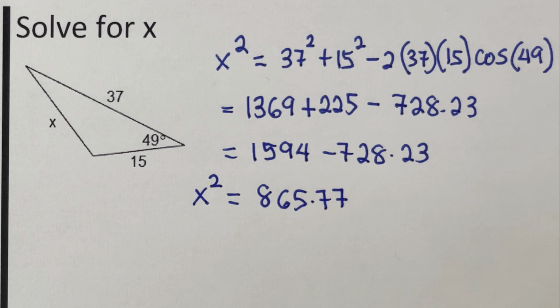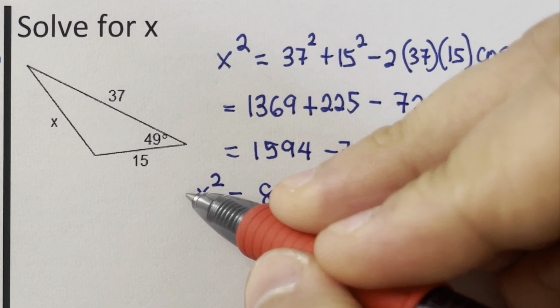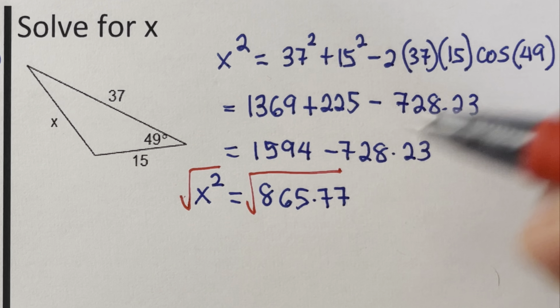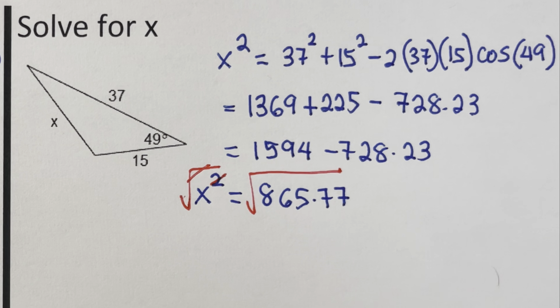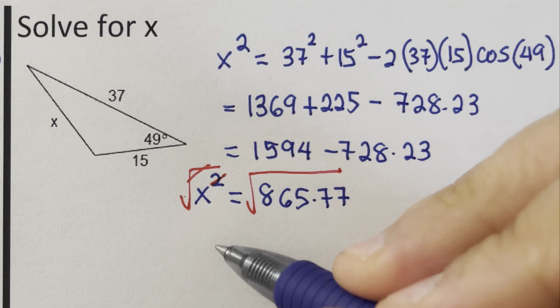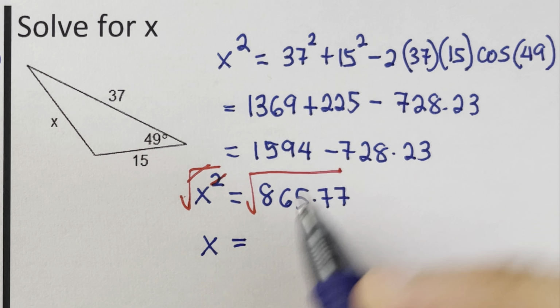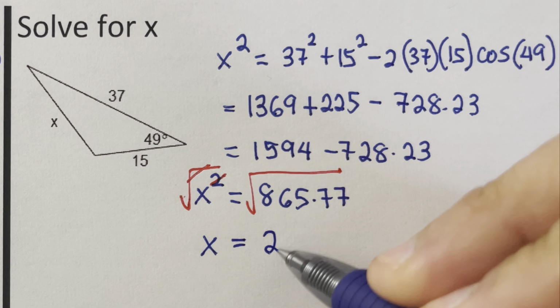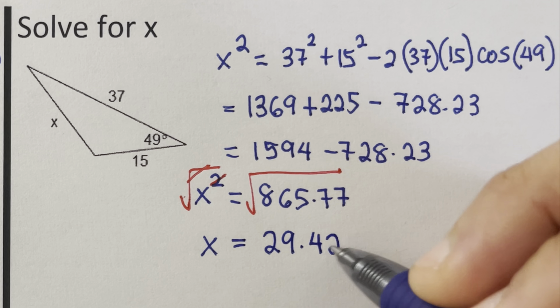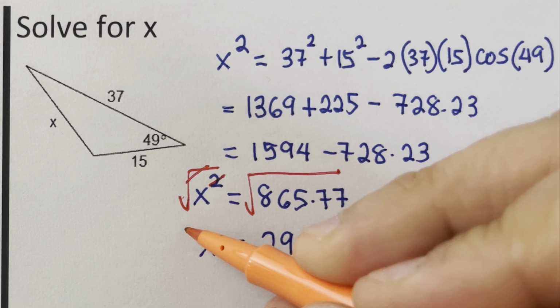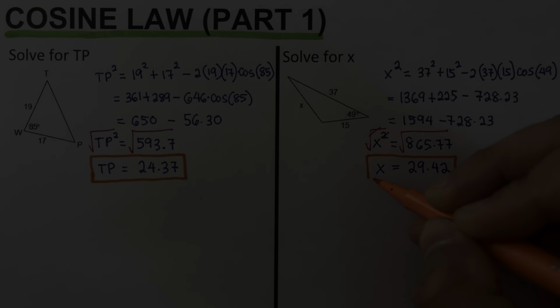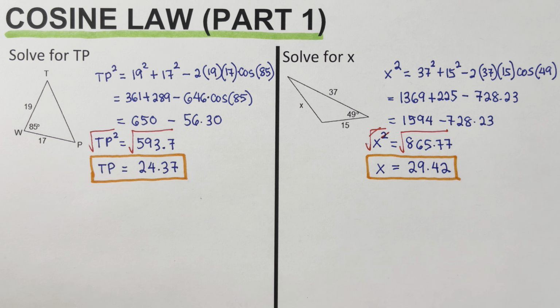We're supposed to solve for x. So what we are going to do is square root both sides. We can cross out the square and square root so that we are left with just x. And if we square root this, this would give us 29.42. This is the length of side x in this triangle. Did you get the same answer as this?